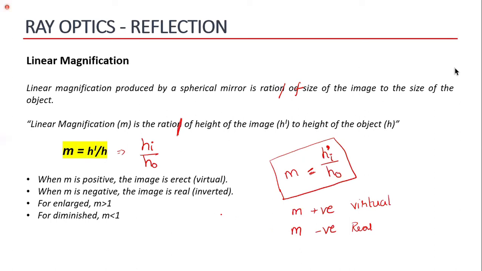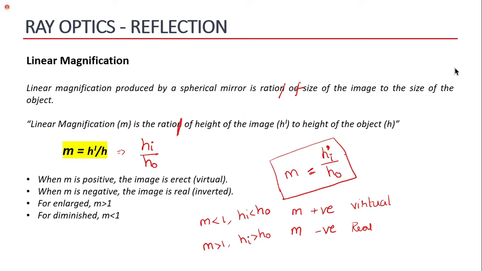Clear? Yes, sir. If your M is less than 1, that means diminished: the height of the image is less than the height of the object. So that means it is a diminished image. If your M is greater than 1, that means the height of the image is greater than the height of the object. Clear?